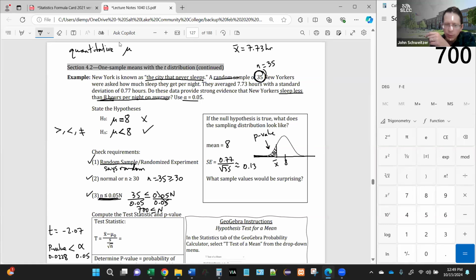So what sample values would be surprising? Well, values where the associated p-value is less than the significance level, which in this case is the 5% significance level.